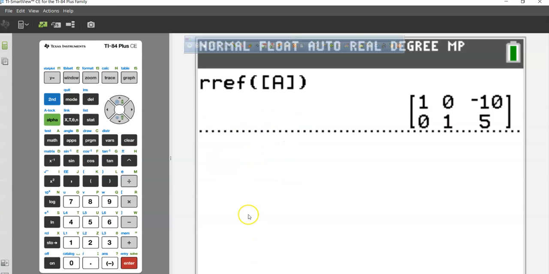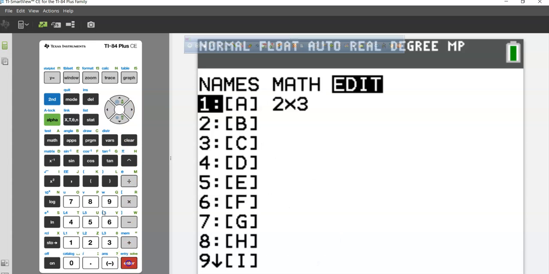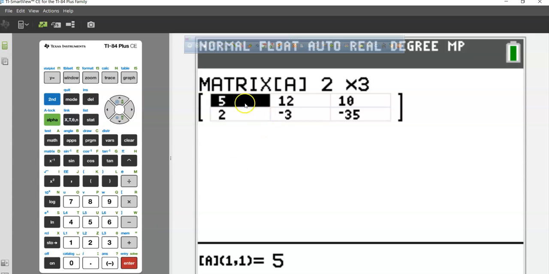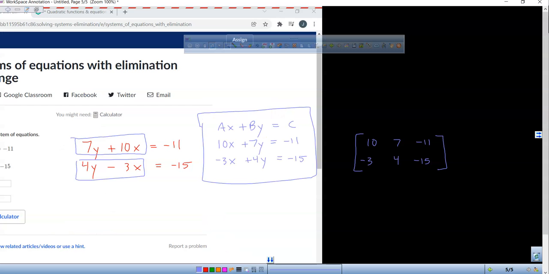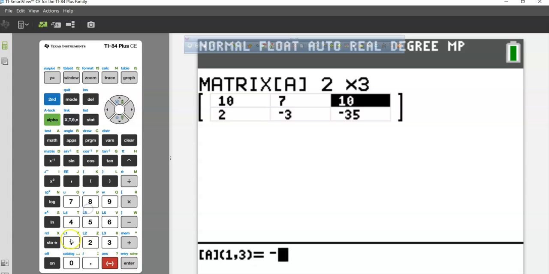Now once you've built it once, it makes it very easy to go back and build it again. I'm going to hit second, x to the negative 1, go to the right where it says edit, press enter, and now all I got to do is press enter, enter, and now I just got to type in my new numbers. So what are my new numbers? 10, 7, negative 11. So I'm going to type in 10, 7, negative 11.